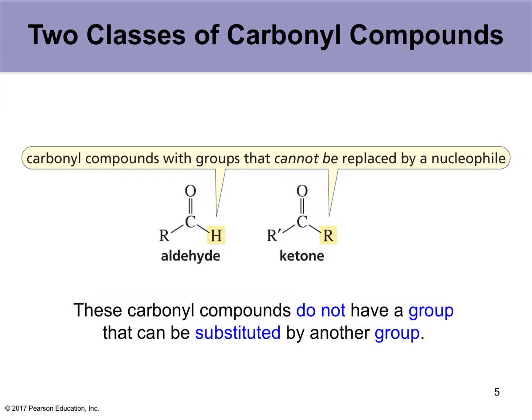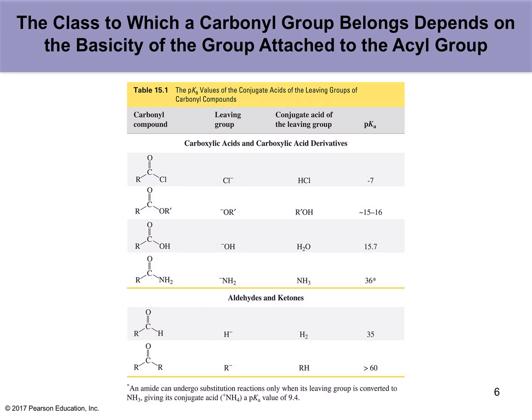And then the other class is going to be your aldehydes and ketones, carbonyl compounds with groups that cannot be replaced by a nucleophile. They will not undergo nucleophilic substitution. Instead, they will undergo addition. These carbonyl compounds do not have a group that can be substituted by another group. And that is because of the pKa values of the conjugate acids of the leaving groups of various carbonyl compounds.